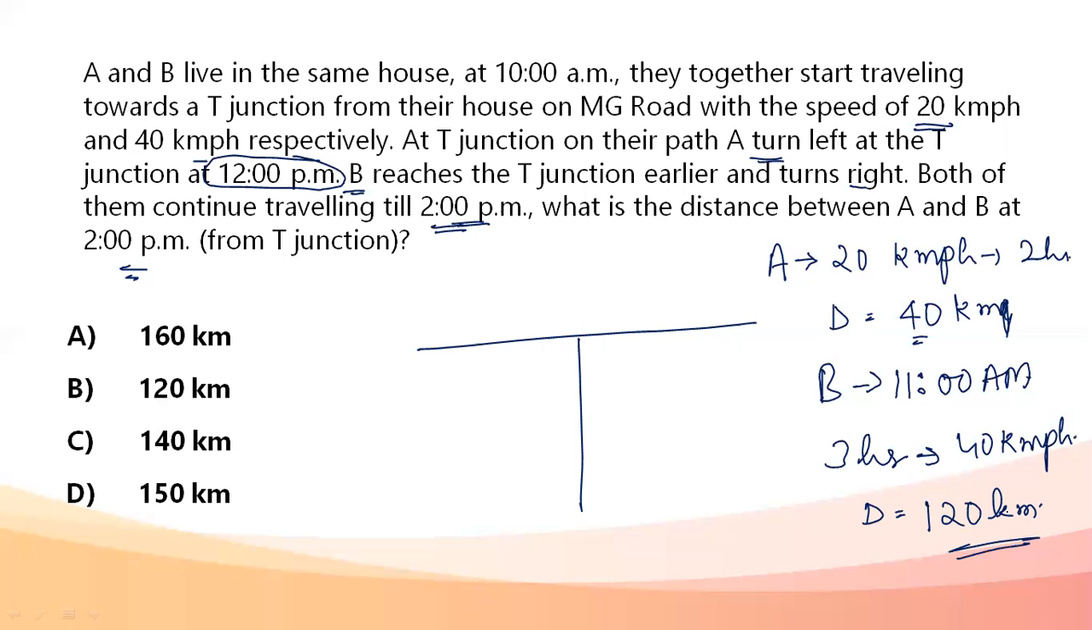Now the distance between A and B at 2 p.m. is what we have to find out. The distance between A and B at 2 p.m. becomes 120 plus 40, that is 160 kilometers. The distance between them is directly 160 kilometers. My answer is option A.